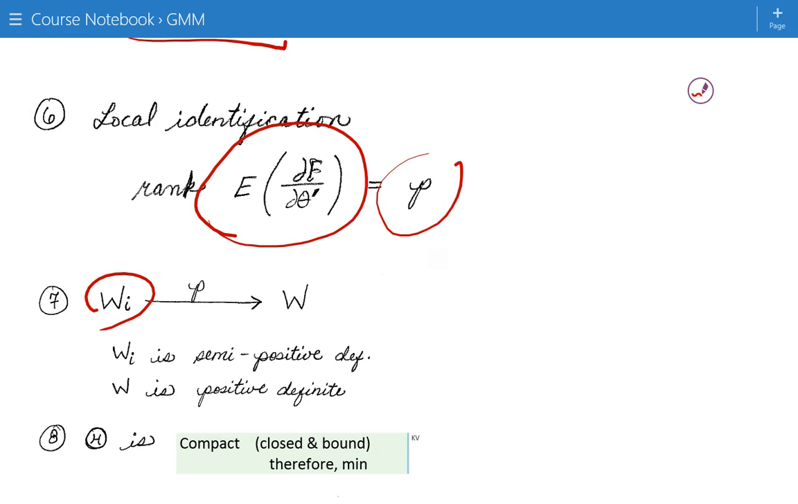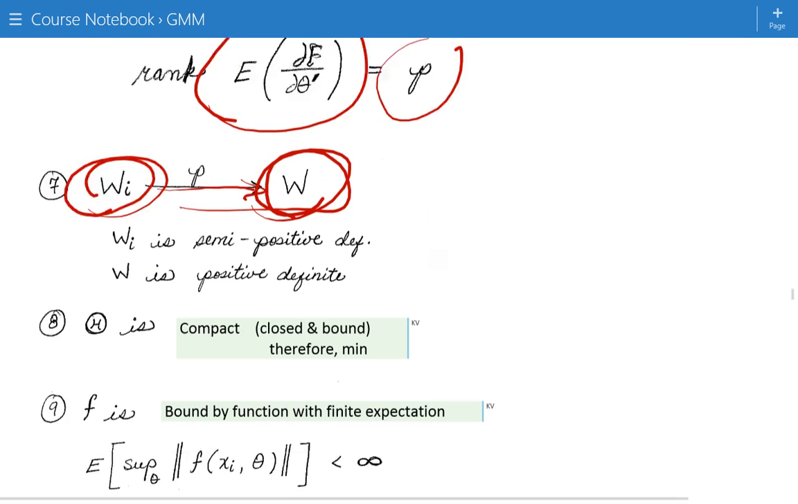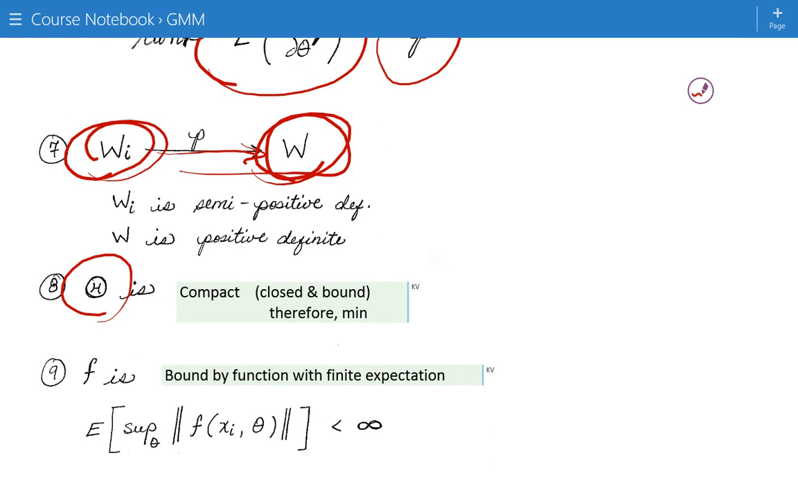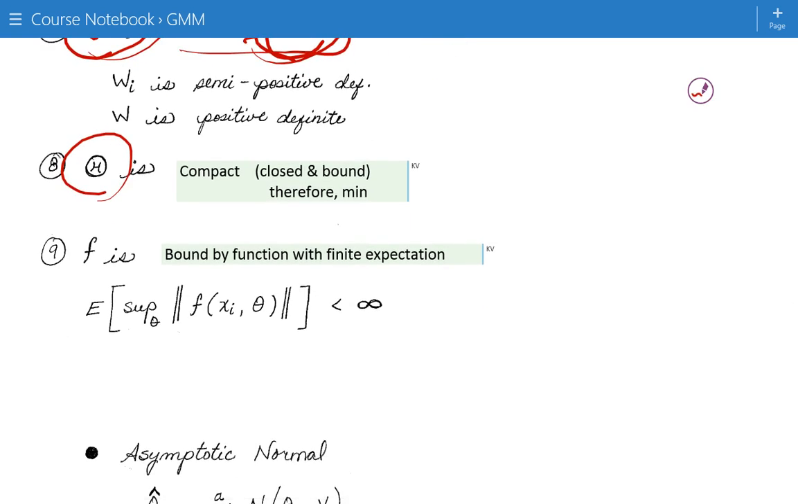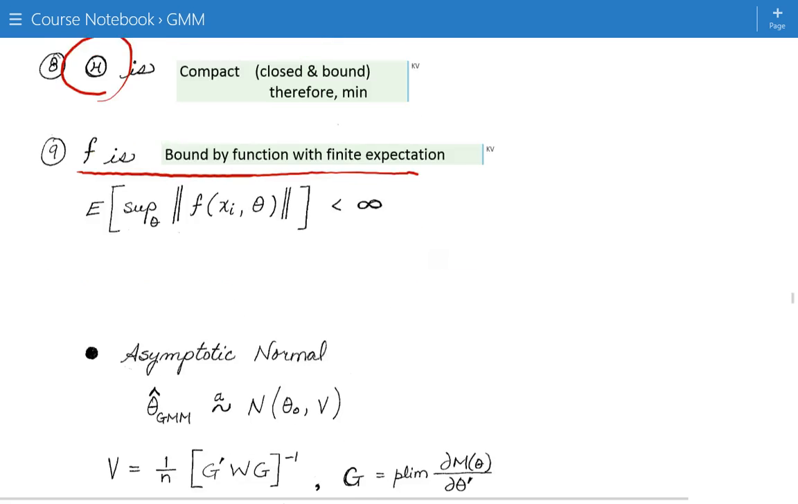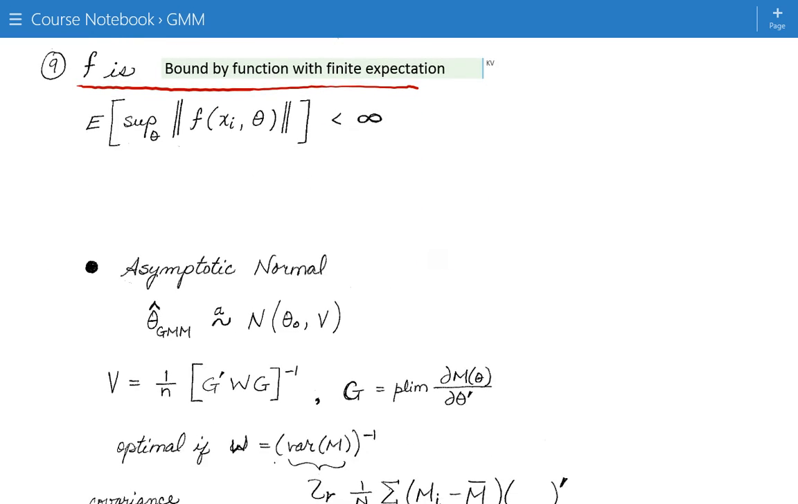And our matrix W associated with any given data set converges to a positive definite matrix. These actually only have to be semi-positive definite, but it needs to converge in probability to a positive definite matrix. The parameter space is compact, and our function f is essentially bound by a function with a finite expectation. So it doesn't essentially go off into infinity anymore.